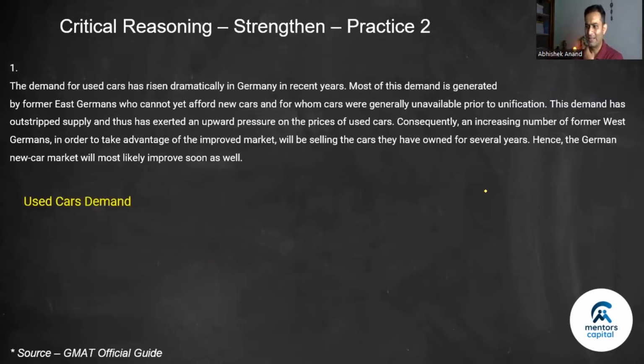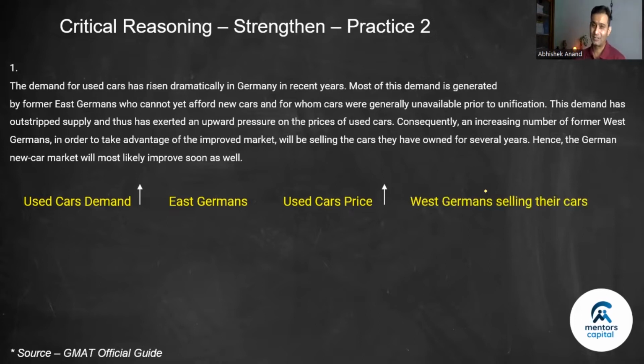Okay. So what is happening here? There is used cars demand which has gone up, especially East Germans, they are buying the used cars, which is second-hand cars, or maybe even the third-hand cars. Now, because the demand has increased, the supply is limited, so the price has gone up. To take advantage of this, West Germans who have their cars start selling their cars because they're getting a good price. So now they are saying what will happen because of this?